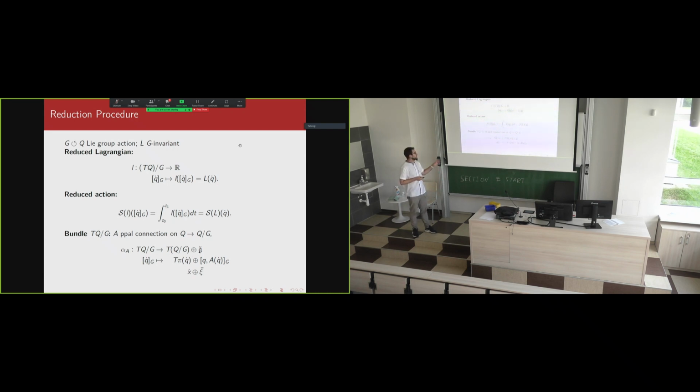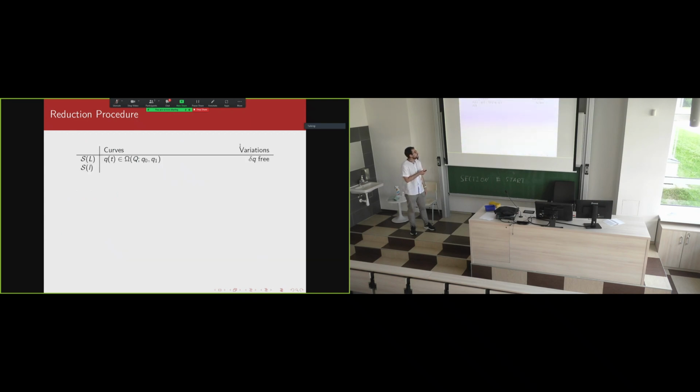Okay, so with this identification, we are going to reduce the variational problem we had before in the unreduced system. So before, we were considering curves in Q with endpoints q0 and q1, and the variations were free. But in reality, we were using these curves to plug them into the Lagrangian, which is defined on the tangent bundle. So in reality, we were using the lifted curves in the tangent bundle that come from these curves in Q with these fixed points.